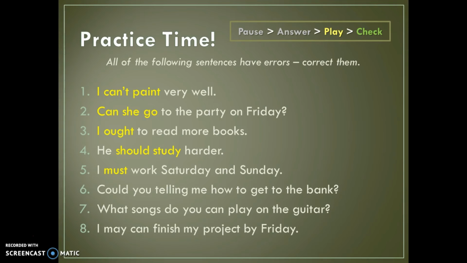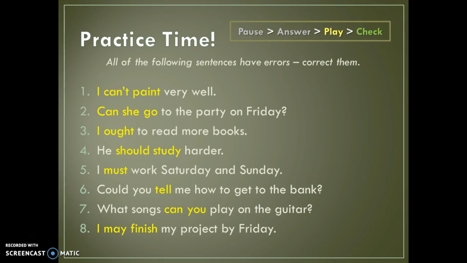Number 6, "Could you telling me how to get to the bank" becomes "Could you tell me how to get to the bank." Number 7, "What songs do you can play on the guitar" becomes "What songs can you play on the guitar." And number 8, "I may can finish my project by Friday" becomes "I may finish my project by Friday," or possibly "I can finish my project by Friday," depending on what you mean by your sentence.